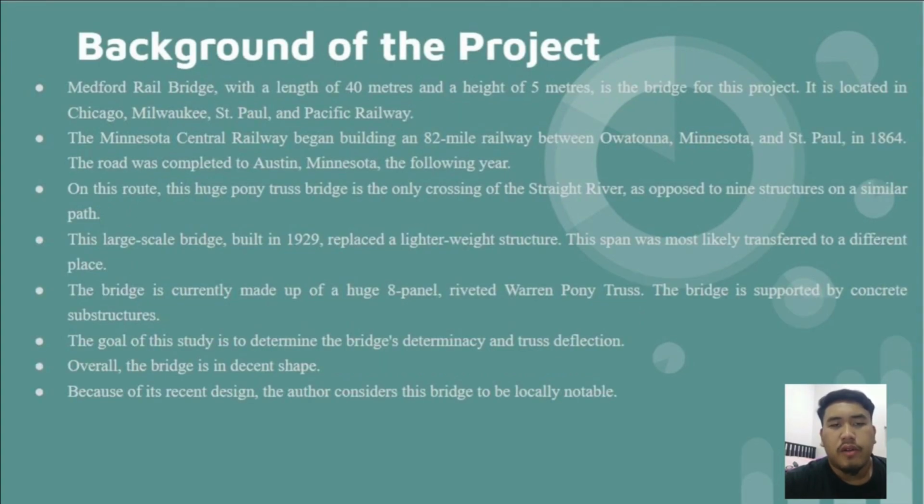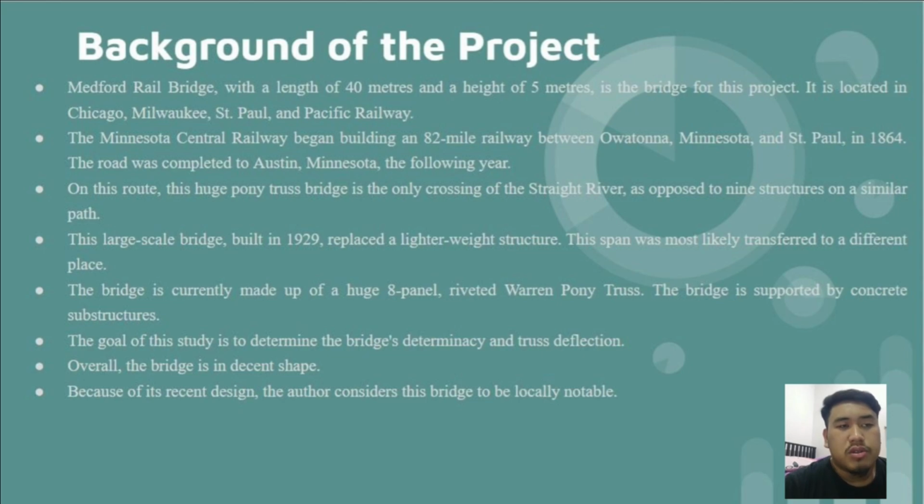For the background of the project, the Medford Rail Bridge, with a length of 40 meters and a height of 5 meters, is the bridge that we chose for this project. It is located on the Chicago, Milwaukee, St. Paul and Pacific Railway. The Minnesota Central Railway began building an 82-mile railway between Owatonna, Minnesota and St. Paul in 1864. The road was completed to Austin, Minnesota the following year.